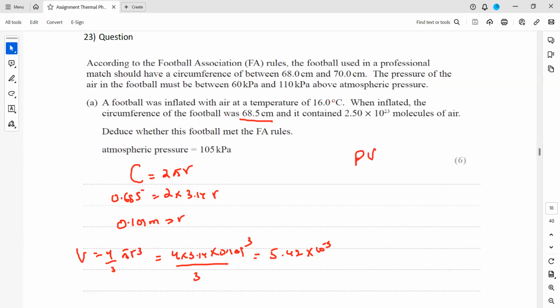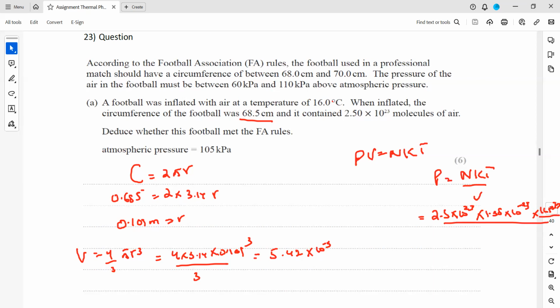Then we use the formula PV equals NkT. So if I want to determine the pressure, it will be NkT divided by V, where N is the number of particles, which is 2.5 into 10 to the power 23, k is 1.38 into 10 to the power minus 23, the Boltzmann constant. We add 273, so 16 plus 273, divided by the volume which we calculated, 5.42 into 10 to the power minus 3. This will give us a pressure which is 1.84 into 10 to the power 5 Pascal.